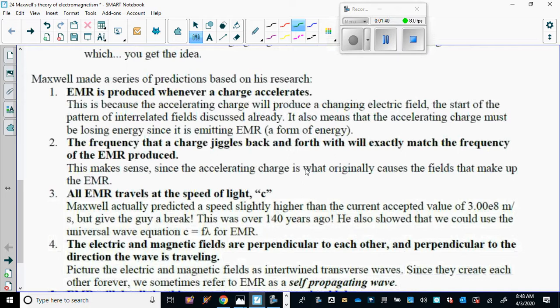He also said that the frequency that a charge jiggles back and forth with will exactly match the frequency of the EMR produced. So, for example, if you have a radio antenna, which is obviously going to produce radio waves, and you have an electron in that antenna going back and forth up and down, then by definition it must be accelerating, because it has a velocity of 0 here and 0 here, so it's accelerating all the time.